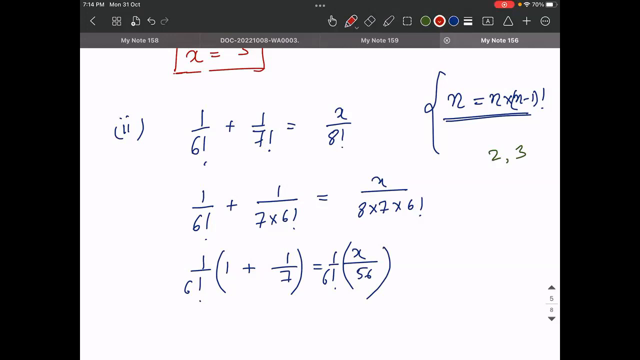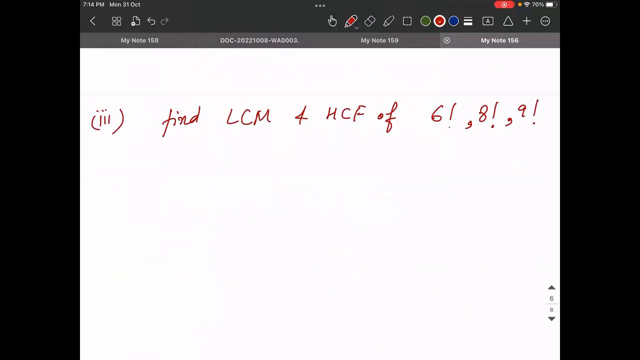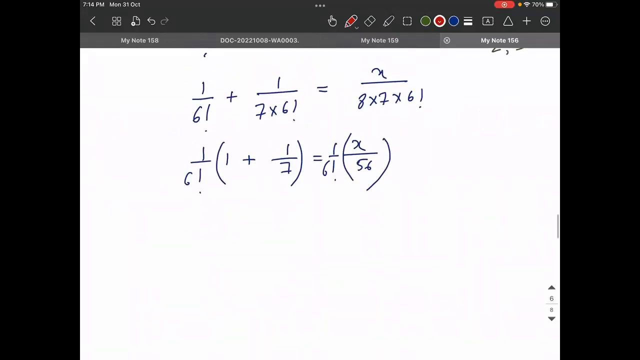Third, LCM and HCF you have to find out. For you, you have already said 6 factorial, 8 factorial, 9 factorial. You done? Okay, let me finish this one. See, both of you, these two can be cancelled out now. Same term. So how much will this be? Left hand side is how much? 8 by 7.